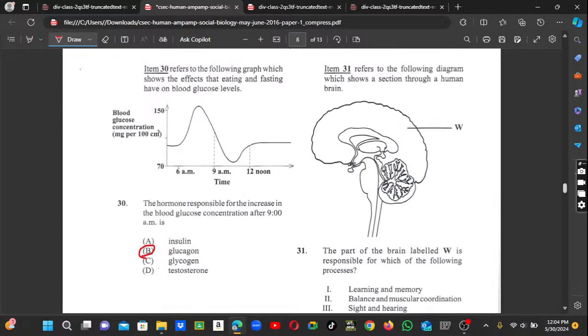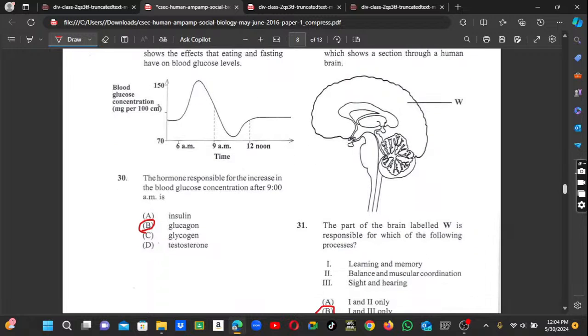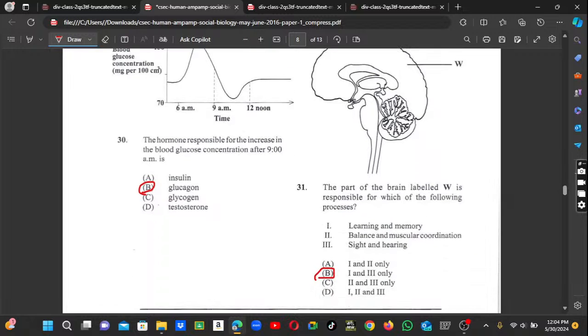Number 31 now. This is showing a diagram of the human brain. It asks which of the following brain parts labeled W is responsible for which of the following processes. We know the brain here is for learning and memory, and that would be one of its functions. We also know it is for sight and hearing. Remember, we have the cerebellum. So we need to know the different parts of the brain.